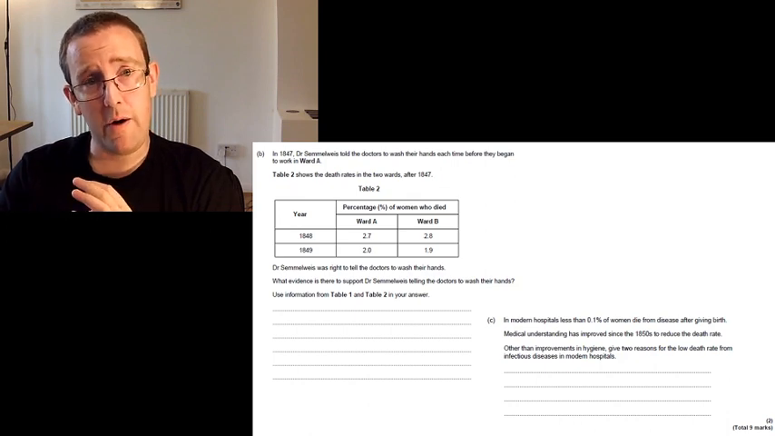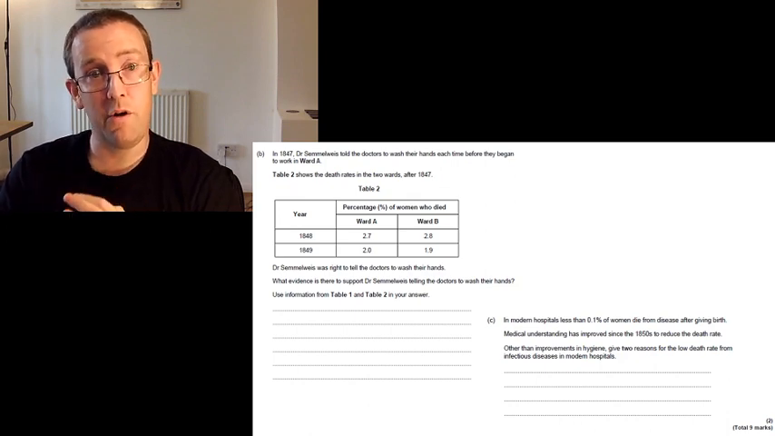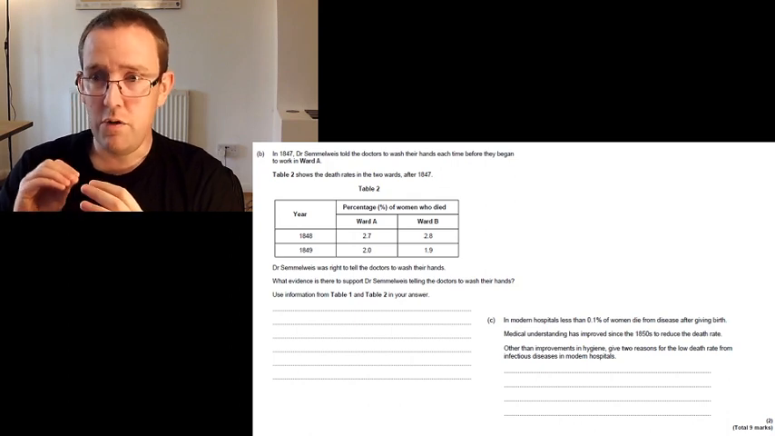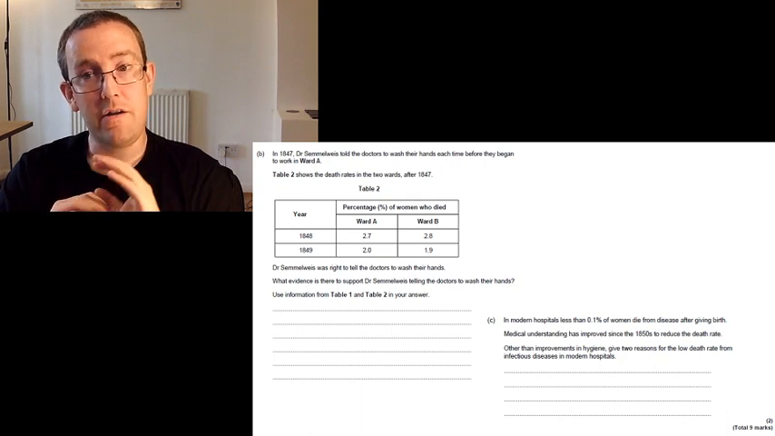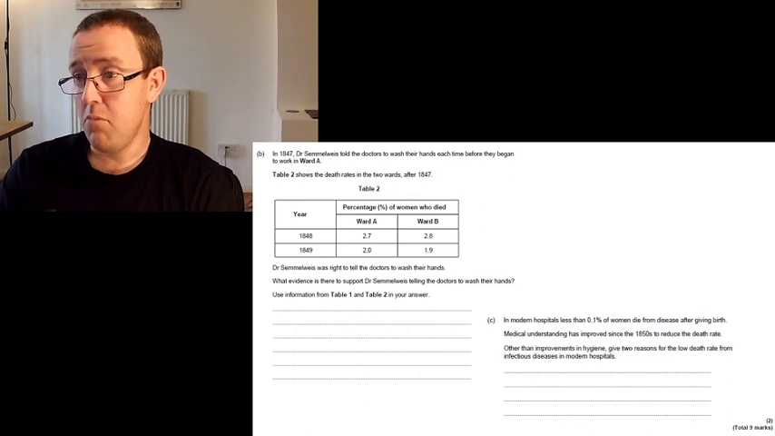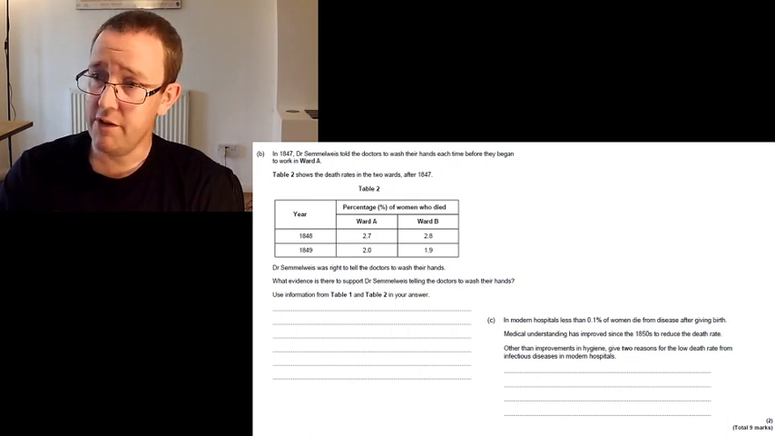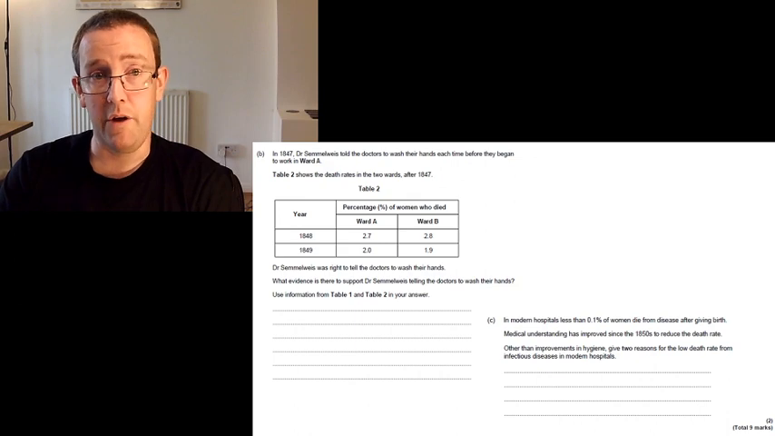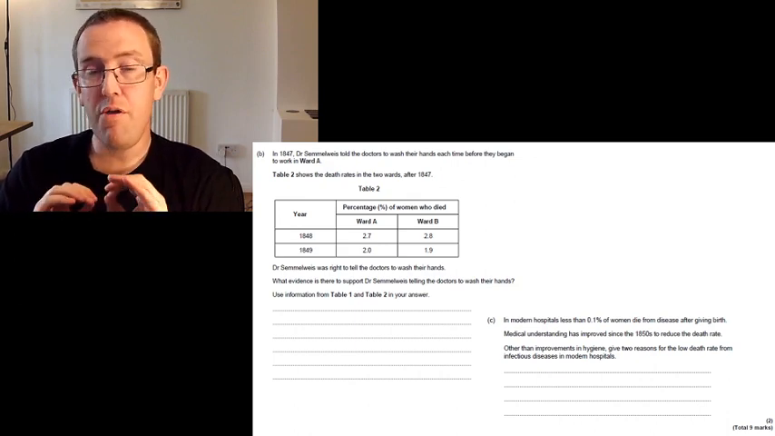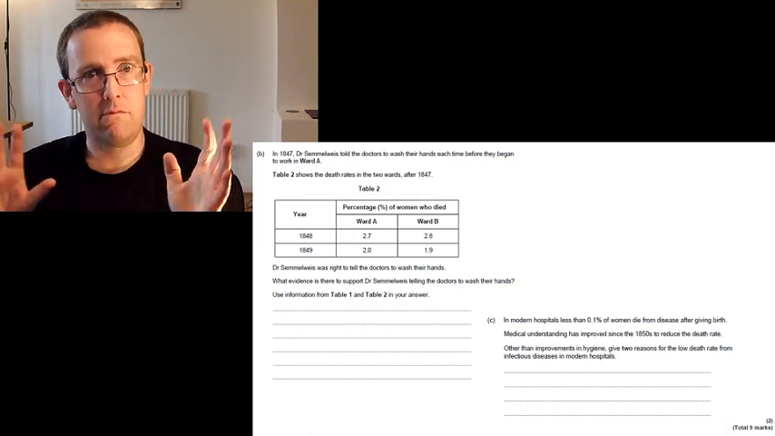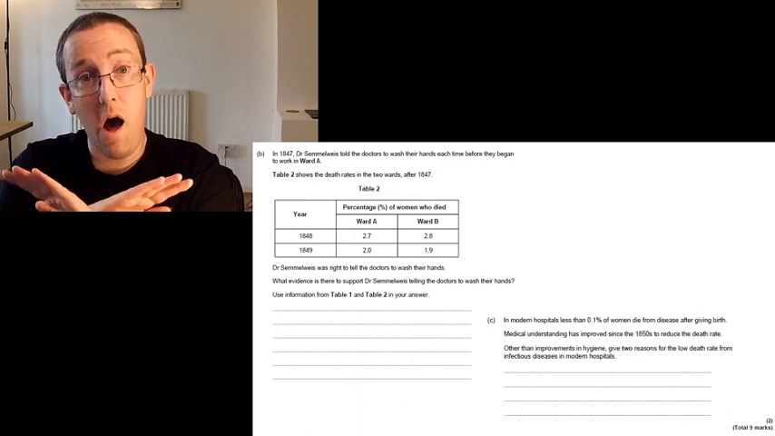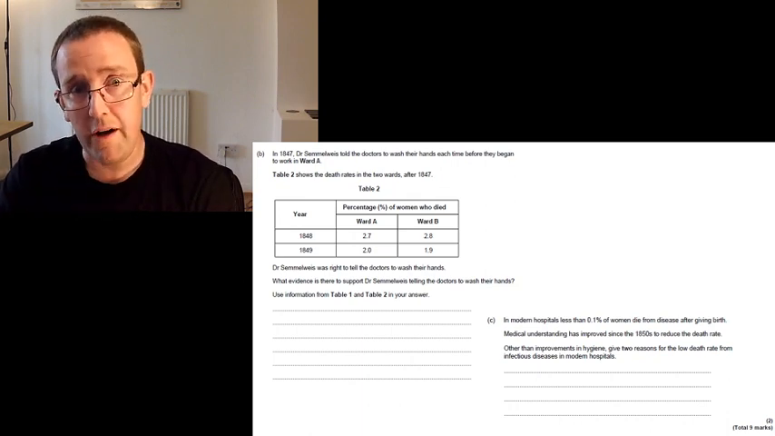So this is a 3-mark question. You need to put 3 marks worth of evidence. And it says use table 1 and table 2, so you need to do something from both tables. Okay? And the second part: in modern hospitals, less than 0.1% of women die from disease after giving birth. Medical understanding obviously has improved since the 1850s to reduce the death rates. Other than improvements in hygiene, you wouldn't believe the amount of people who've written hygiene's better, even though in the question it says other than that, so don't write that.